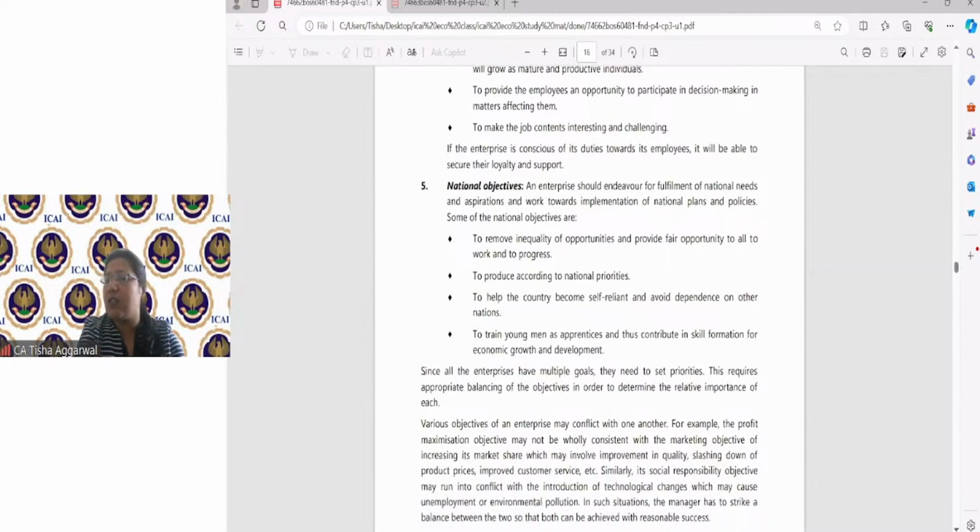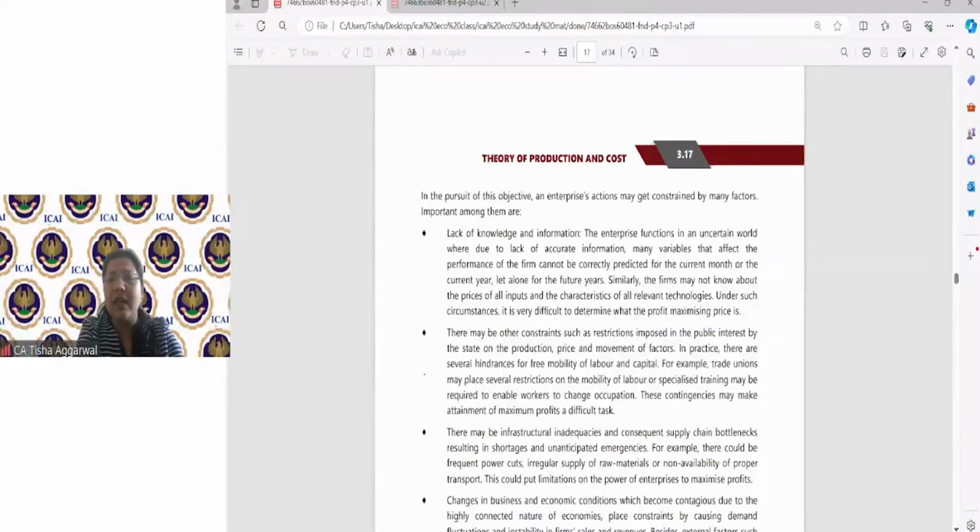So whenever we are running an organization, it is not only and only for profit. We have to understand that there are a lot of other things besides profit also.